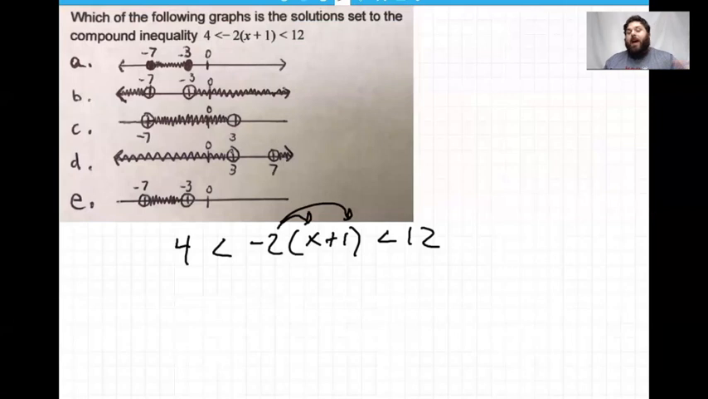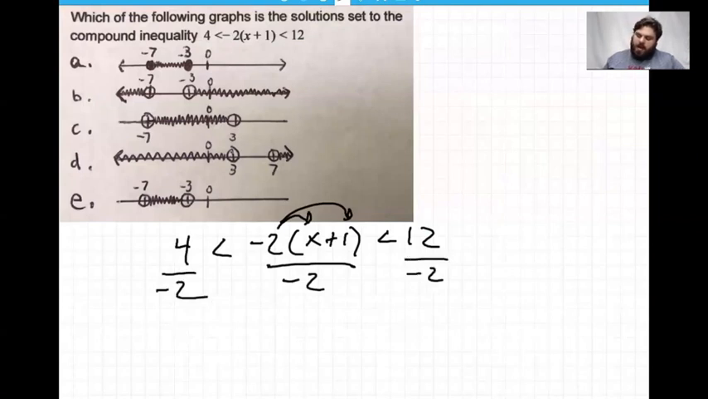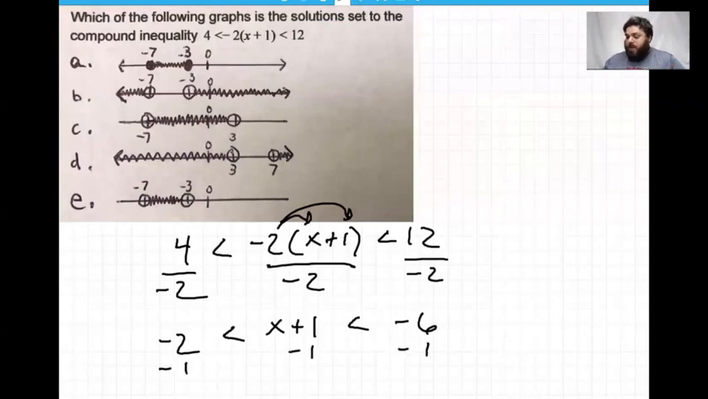okay, or you could just divide out the negative 2. If you divide out the negative 2 on all 3 parts, you would get negative 2 is less than x plus 1, which is less than negative 6. Then you would subtract 1 from both sides, well, all 3 sides. So you get negative 3 is less than x, which is less than negative 7.